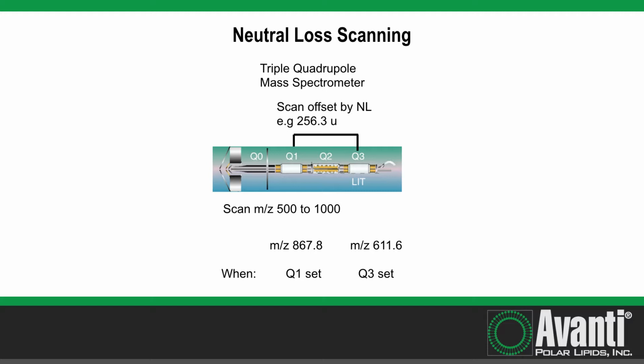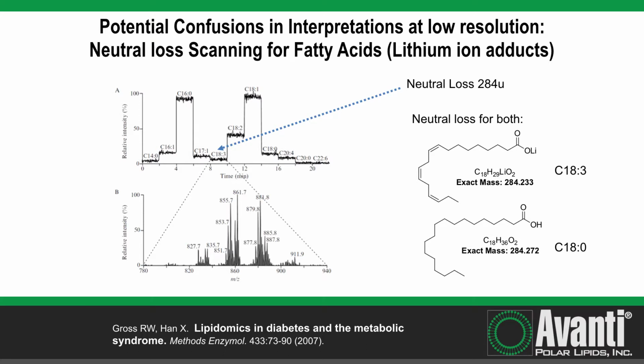So when the setting, for example, of Q1 is 867.8, Q3 is set at 605.8, and if an ion can traverse all the way across, it's detected by the electron multiplier and you have a signal. So that's called neutral loss scanning, one of the neat features of the tandem quadrupole mass spectrometer, which we used to great advantage in lipidomic studies.